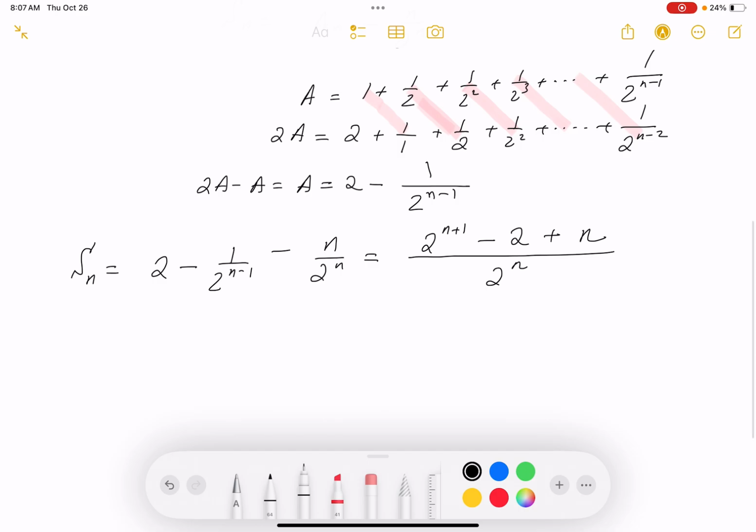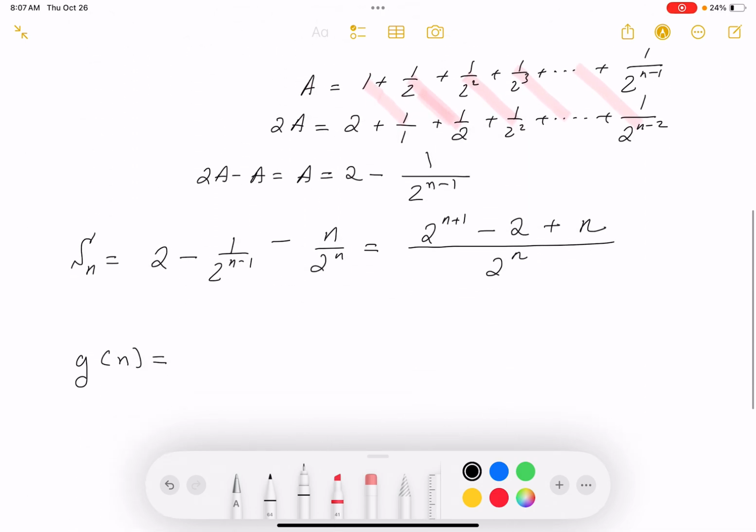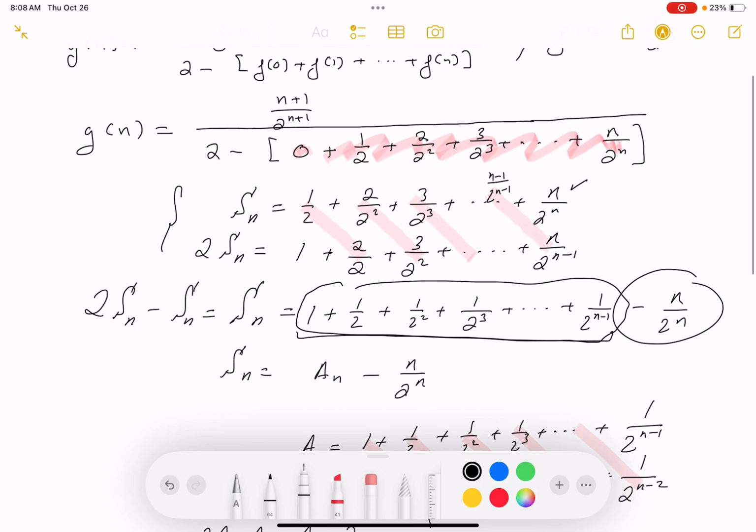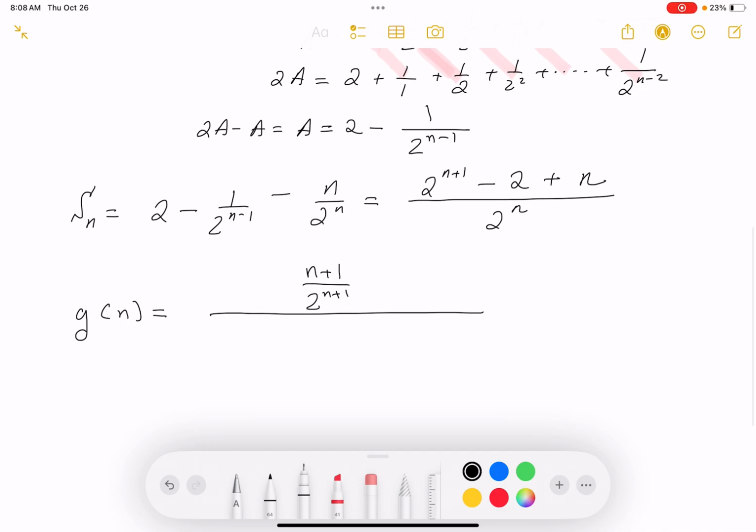Looks crazy, right? Now, someone can say, I don't even know why you did that. I did that to get Sn, but then the question comes, I didn't really just want Sn though, I wanted g of n. Let's go back and see what g of n was. Oh, n plus 1 over 2 to the n plus 1. And then the bottom was, wow, it's 2 minus that sum we just figured out.